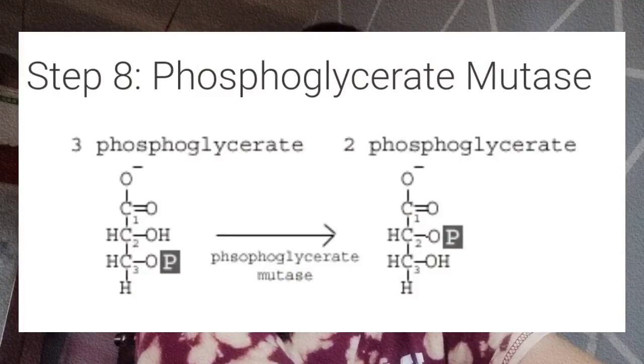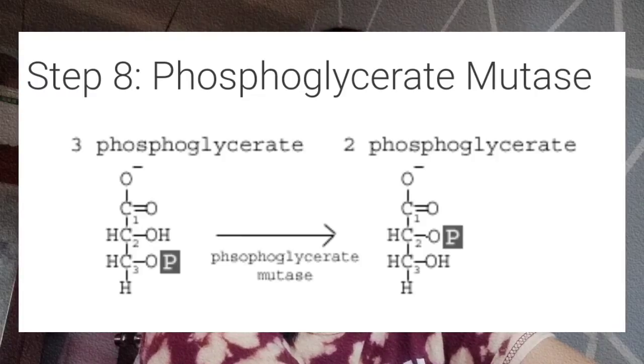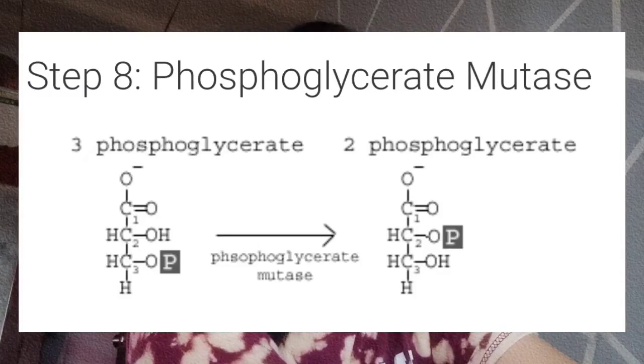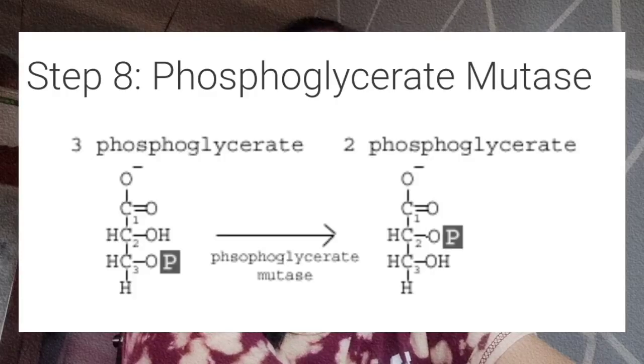Step 8. Isomerization. Formation of 2-phosphoglycerate. This step involves a simple rearrangement of the position of the phosphate group of the 3-phosphoglycerate molecule, making it 2-phosphoglycerate. The enzyme responsible for catalyzing this reaction is called phosphoglycerate mutase, PGM. A mutase is an enzyme that catalyzes the transfer of a functional group from one position on a molecule to another.